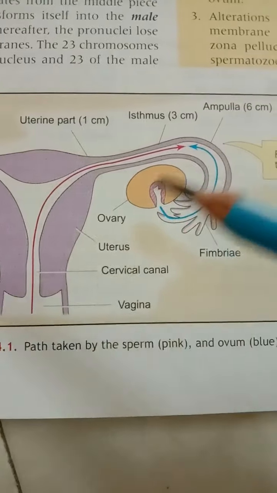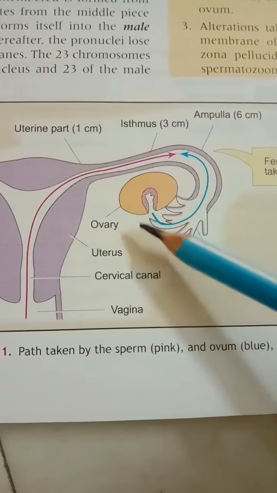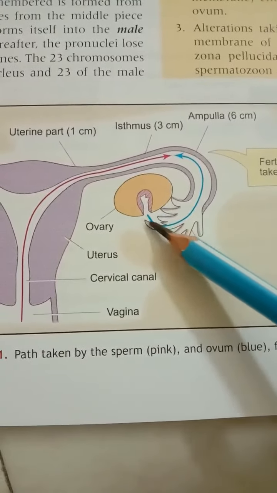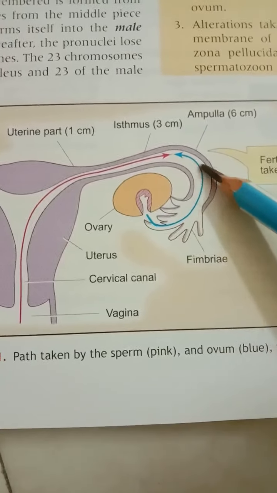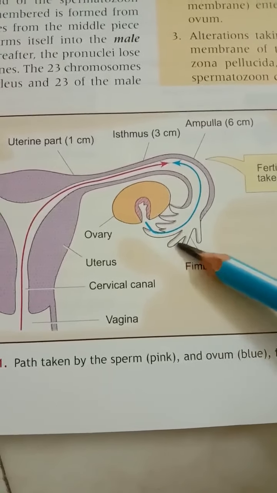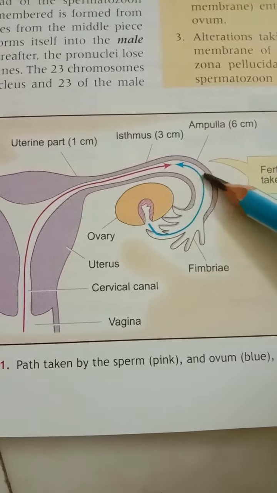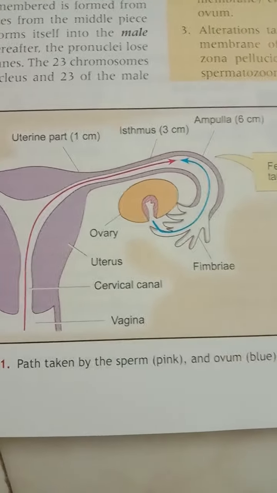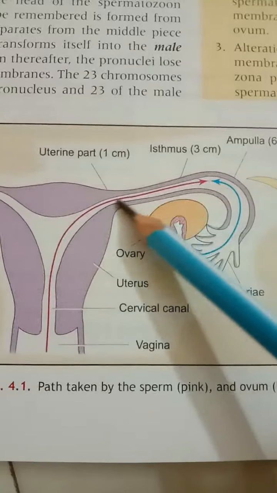So here in this diagram you can see the ovum is shed, and the fimbriated end of the fallopian tube takes it into the fallopian tube. Okay? And it travels through the tube, taking about 3 to 4 days to enter the uterus.